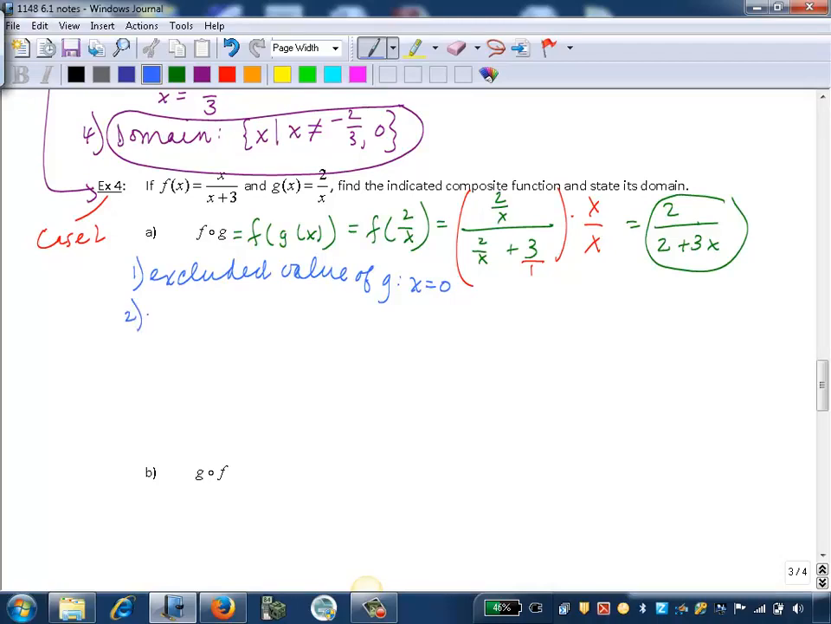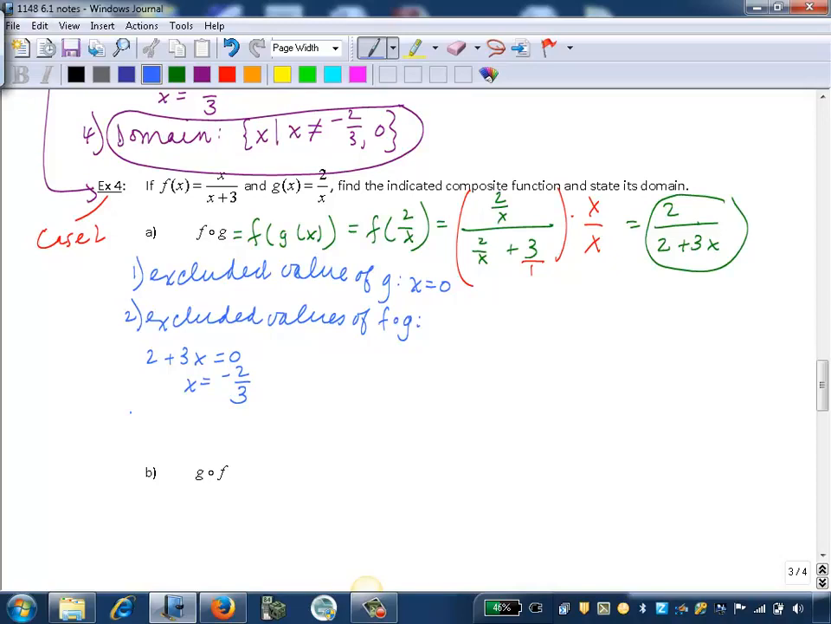Okay, now we want to look for excluded values of the composite. So here's our new composite function. This is also a rational function. So we want to find the zeros of the denominator. So if I set the denominator to 0, we're looking for excluded values or value of f composed with g. So I'm going to set 2 plus 3x equal to 0, isolate the x, and we're going to get a negative 2/3.